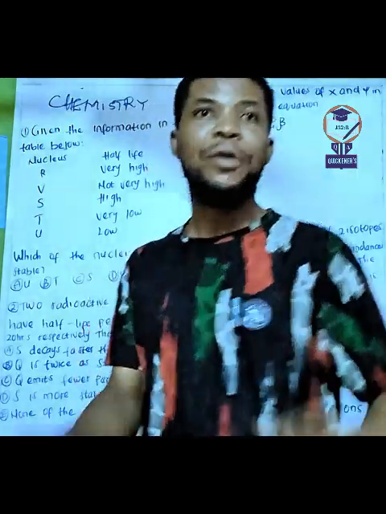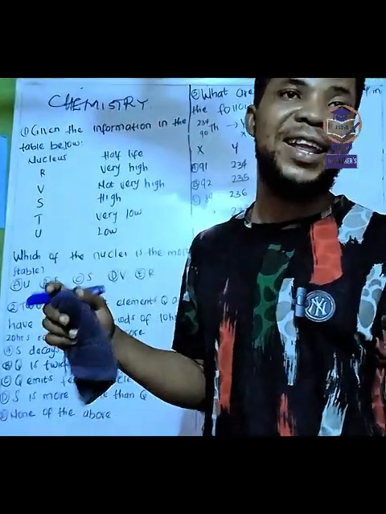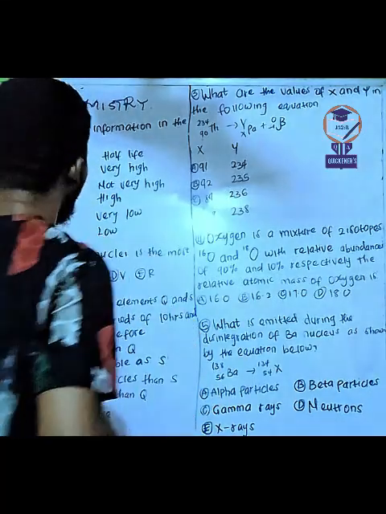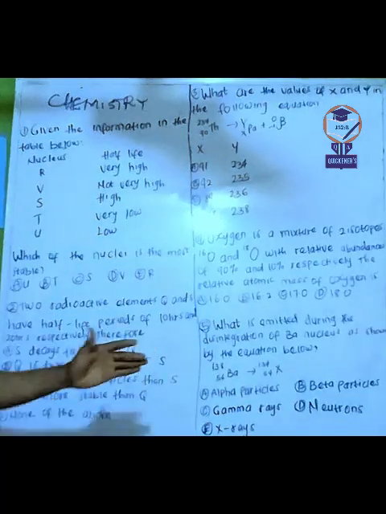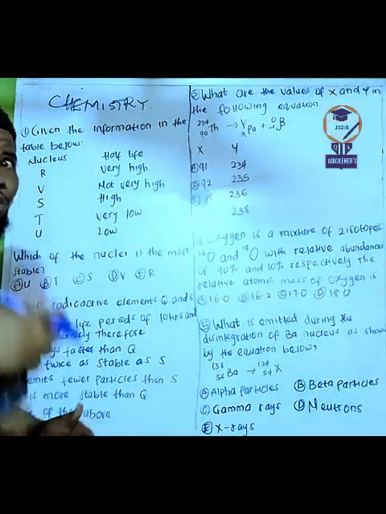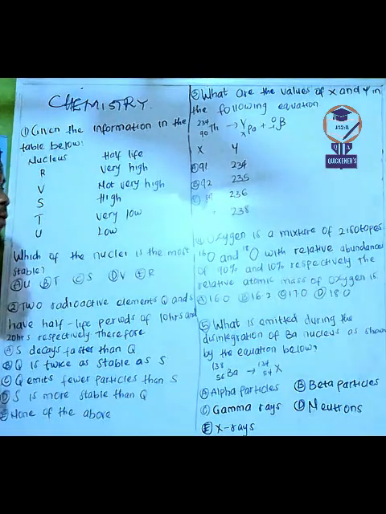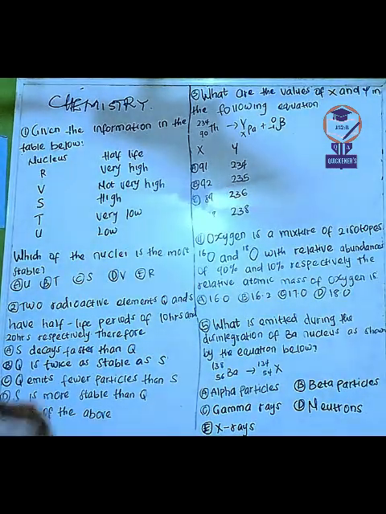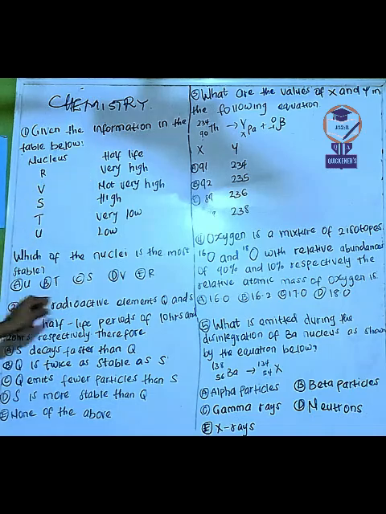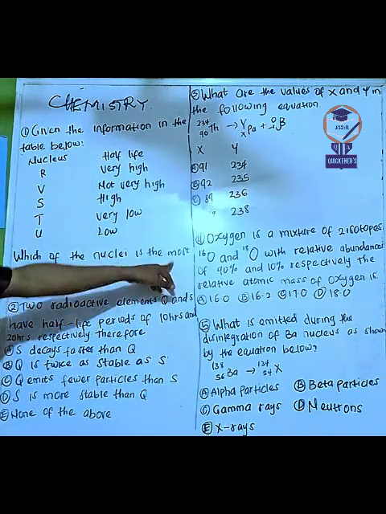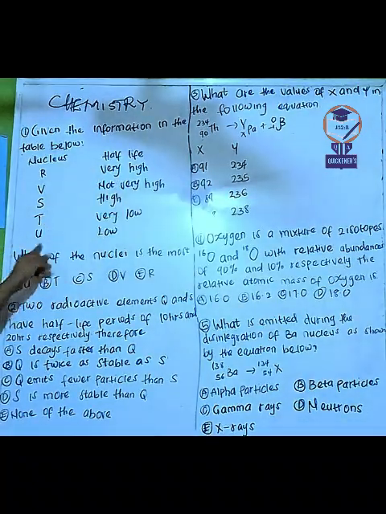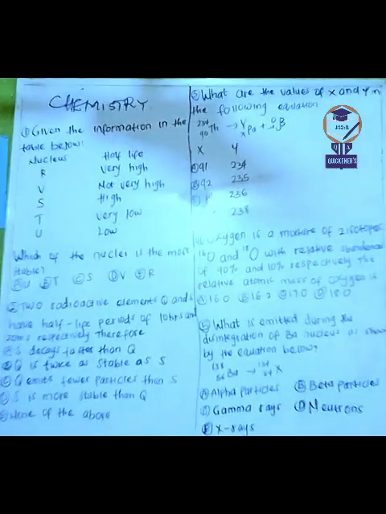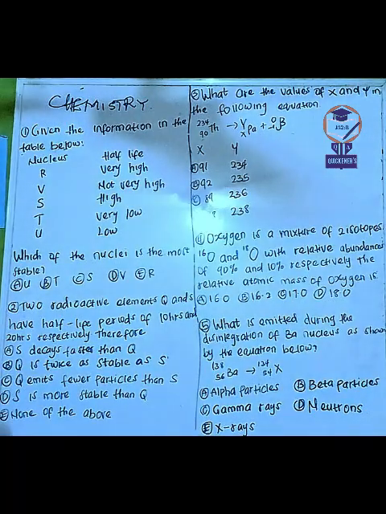You understand now? So we are looking at a very high half-life for a stable nuclei. If you have a very large half-life, it means that it's very stable, and it takes time for it to disintegrate. So the nuclei with a very high half-life is R. So R nuclei is the most stable. But the most unstable is the one with low half-life, which is U. Alright, so let's go to the next question.